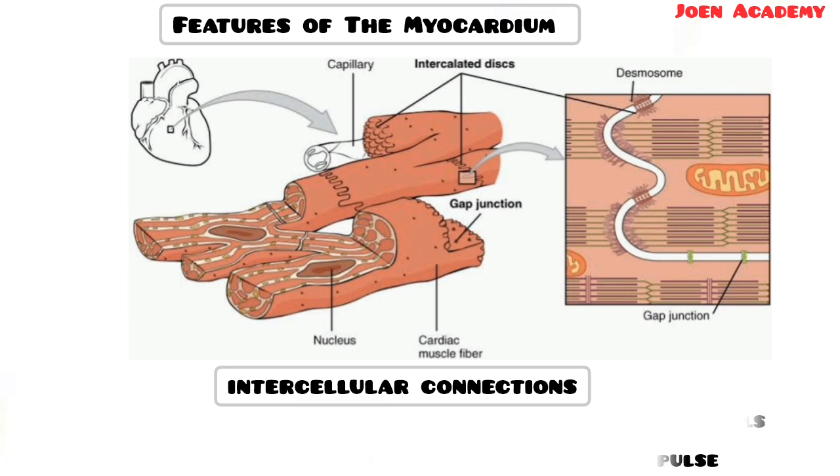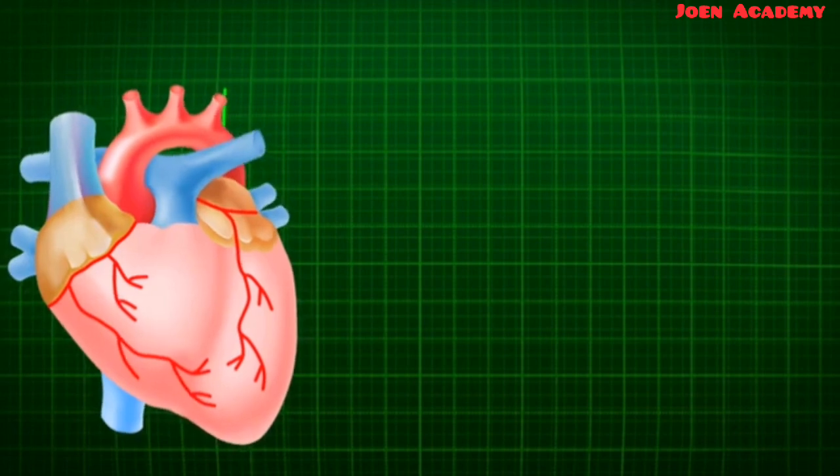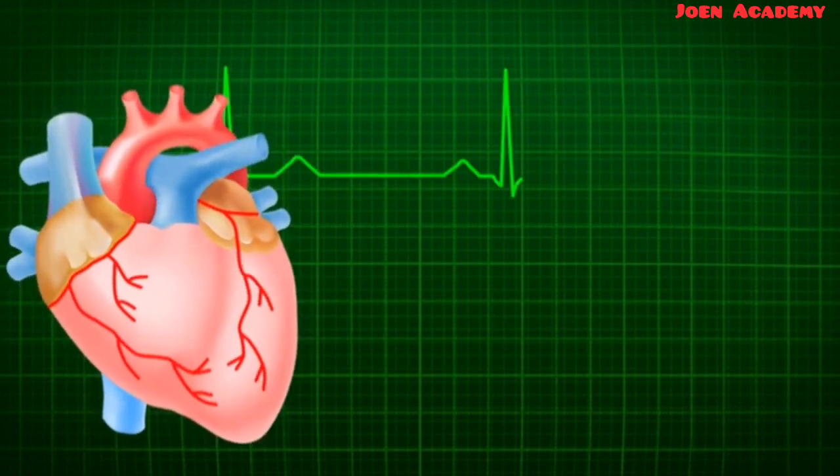In the connections that permit cell-to-cell conduction of impulse, there are gap junctions along the longitudinal surface of the adjacent cells, through which ions flow from one cell to the other. This feature is the reason for the syncytial behavior of the myocardium, which we will discuss later on.